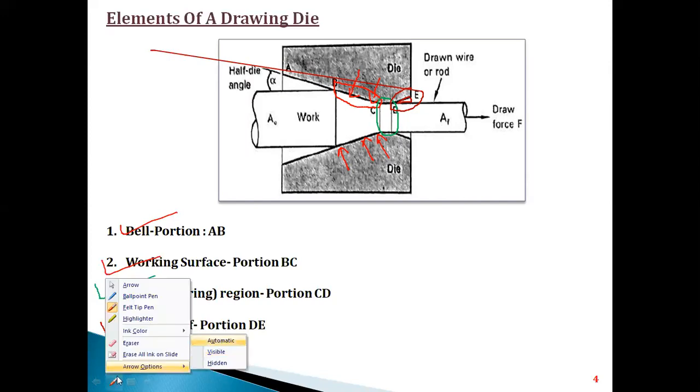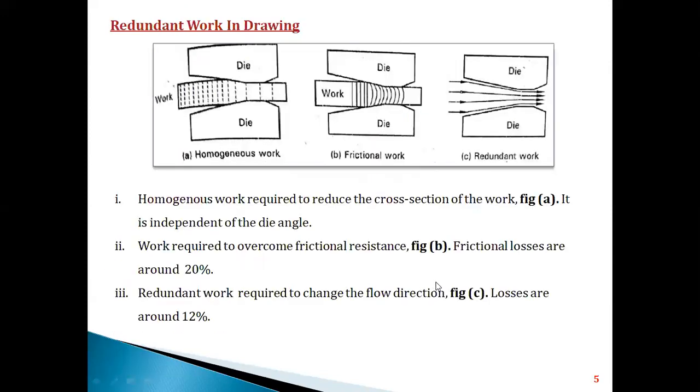Now moving on to the next: redundant work in drawing. Generally, I told you that when we are conducting a drawing process, the important thing is to design the die angle, then the portion of the work material entering through the die surface, that is the bell portion, then comes the working zone, land zone, and the relief zone also.